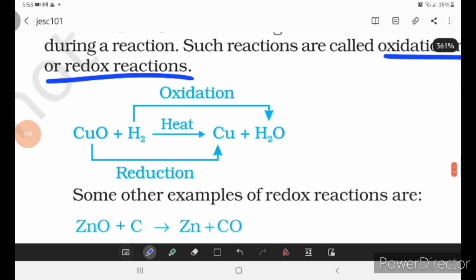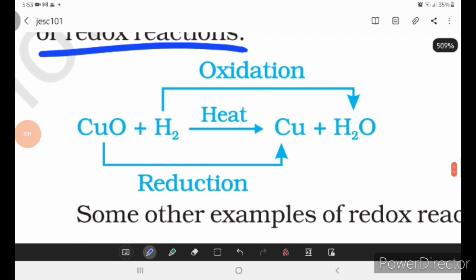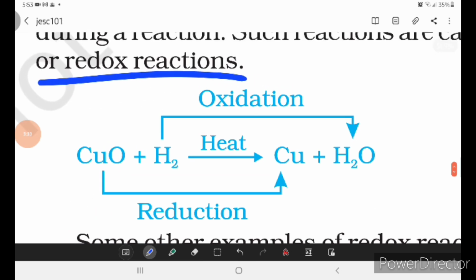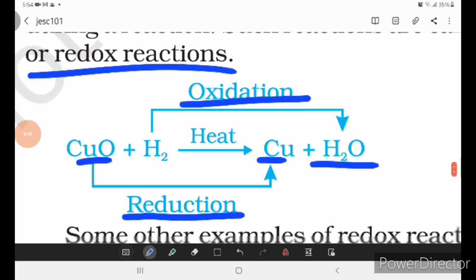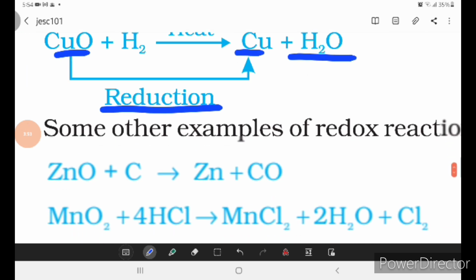Now, let's examine this equation more clearly. If you see, CuO is losing its oxygen and forms Cu. That means it is reduction, when you lose the oxygen, it is reduction. So what is gaining oxygen? Hydrogen is gaining oxygen and is forming H2O. That means it is an oxidation reaction. So as both oxidation and reduction are linked in the same reaction, we call it a redox reaction.